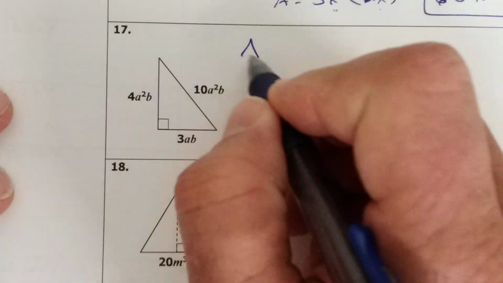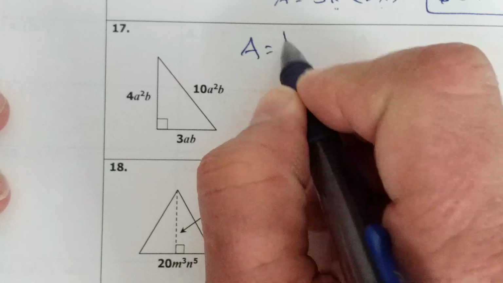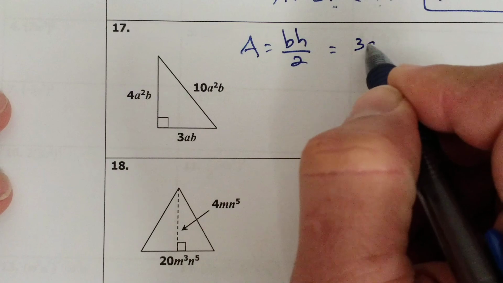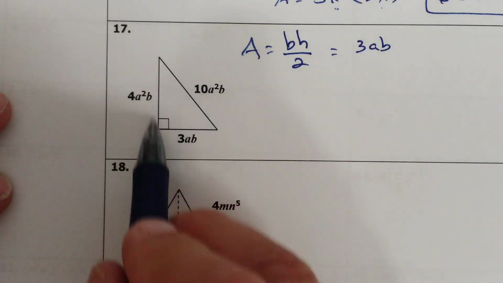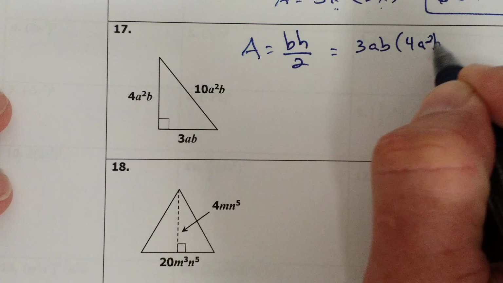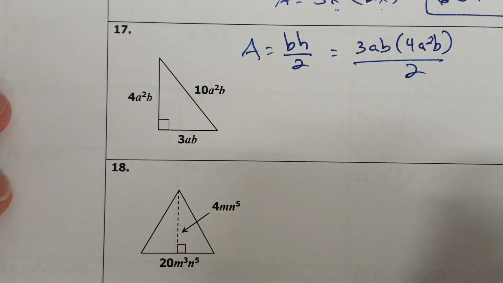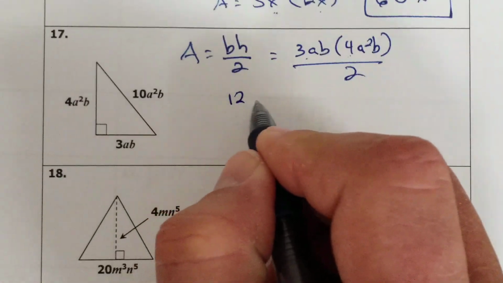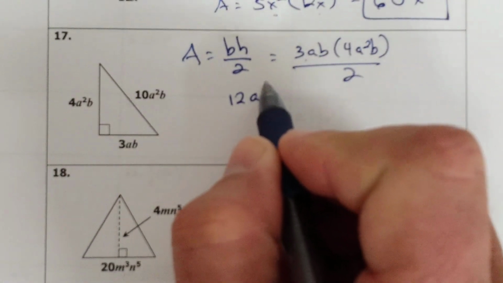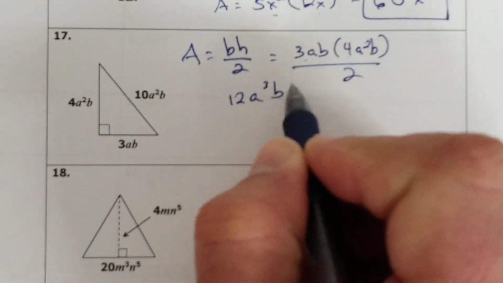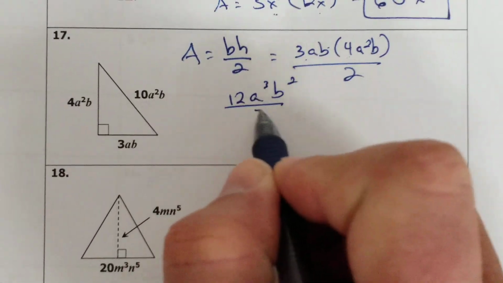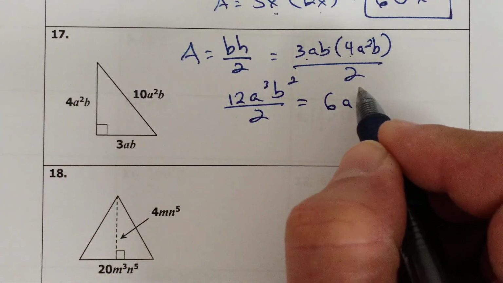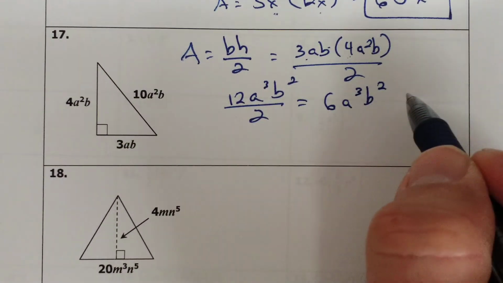Area of a triangle is the same thing. It's base times height, but then you got to divide it by 2. So it would be 3ab, the base, multiplied times the height, and then divided by 2. This is the area. Multiply here, you get 12. A, 1 here and 2 there make 3. B to the second, because there's 1 here and 1 there, all divided by 2. I can divide 12 divided by 2 is 6. A to the third, B squared. So that would be the area.